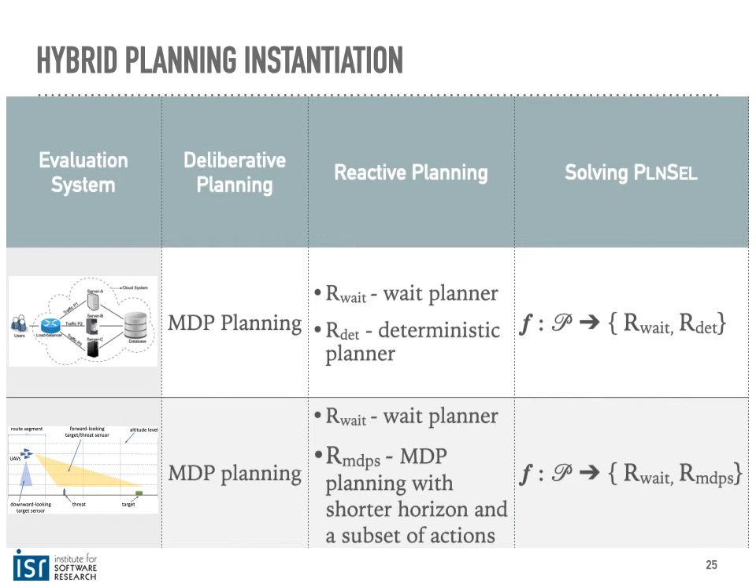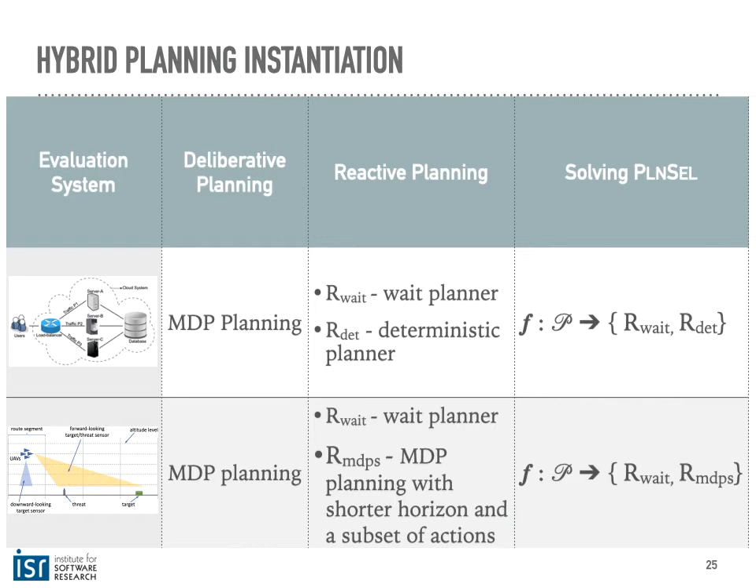When using hybrid planning, in cases when none of the other reactive planners provide a better plan than just waiting for the deliberative plan to be ready, R-wait can be selected. As supported by our evaluation results, in certain situations it is prudent to just wait. In addition to R-wait, the other reactive planner for the cloud-based system is deterministic planner, which ignores uncertainty.